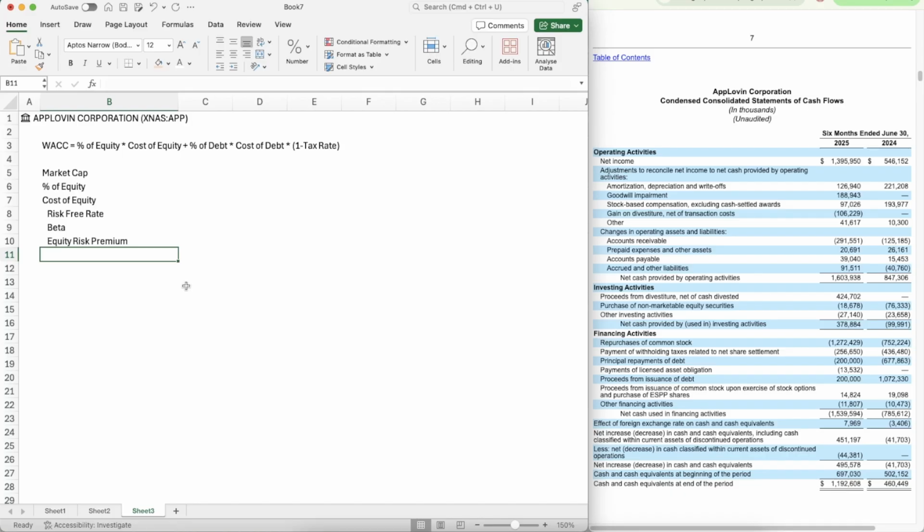Percent cost of equity, yeah. So then we want the debt, percentage of debt, cost of debt, tax rate, total WACC.